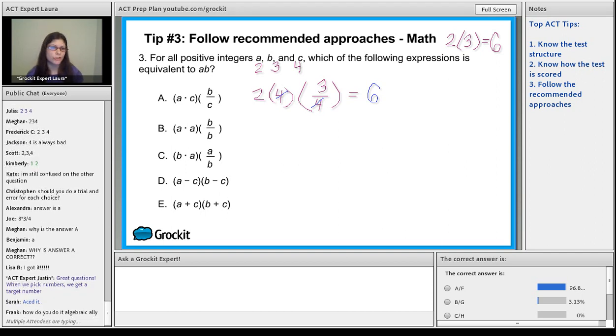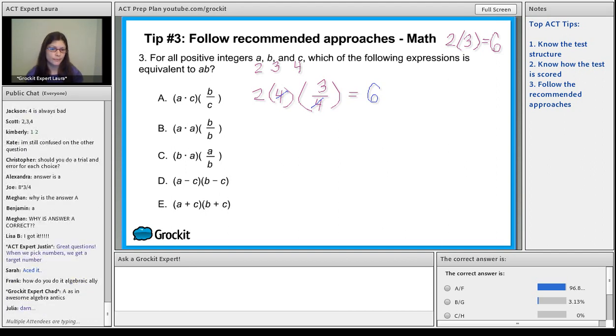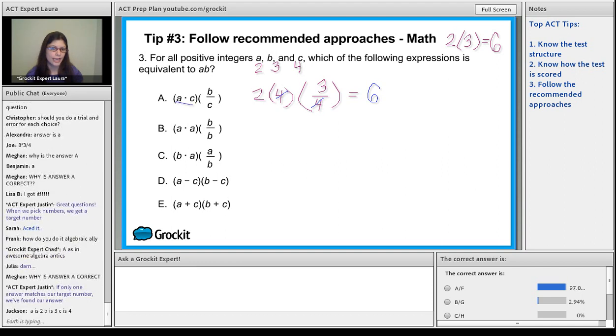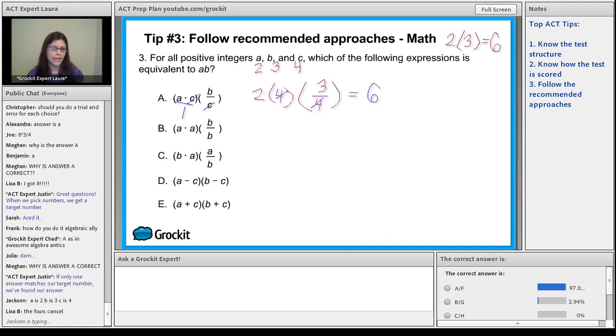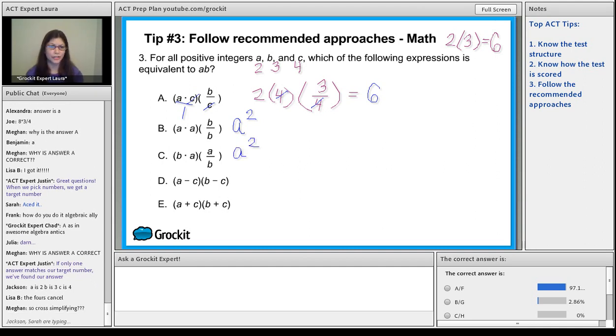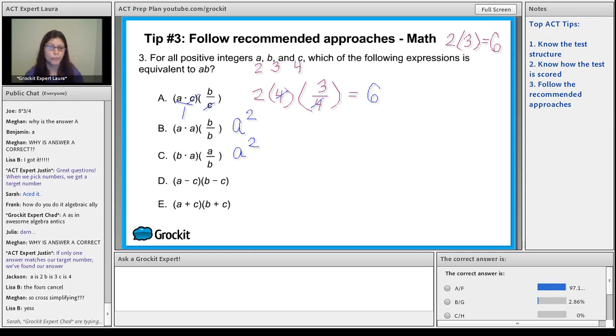So if you wanted to do it algebraically, you just put this over 1, and then you cross off the C's, and you'd get A times B equals A times B. If you went through the rest of them, you'd get A squared times 1, which is just A squared. This one, you'd get A squared again. A lot of A squared. For D and E, you'd have to FOIL, which should indicate to you that you're not going to get A times B. So whether you're doing algebraically or you're picking numbers, you can get to the right answer.